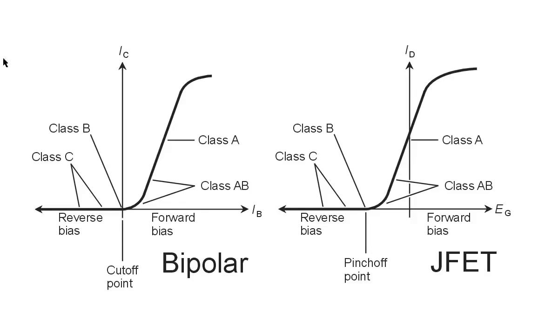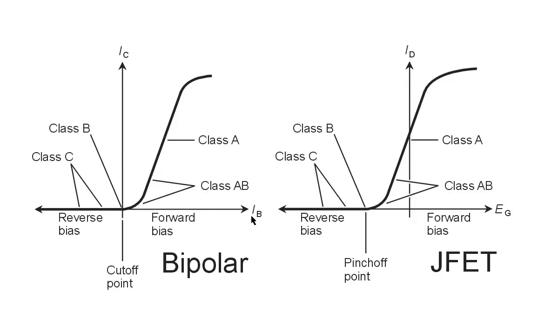What I've shown here are reproductions of Figure 24-3 and Figure 24-4. These show characteristic curves for a bipolar transistor on the left, that is Figure 24-3, and a junction field effect transistor on the right, that is Figure 24-4. And I have labeled the various classes of operation and where the bias points would be under no signal conditions.